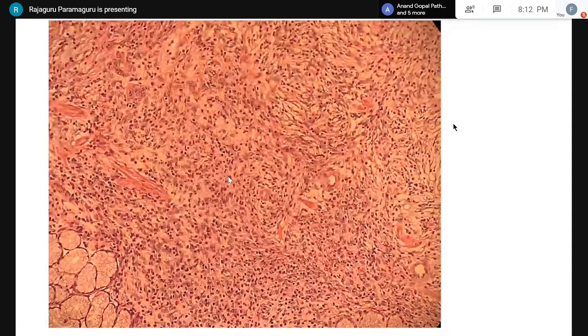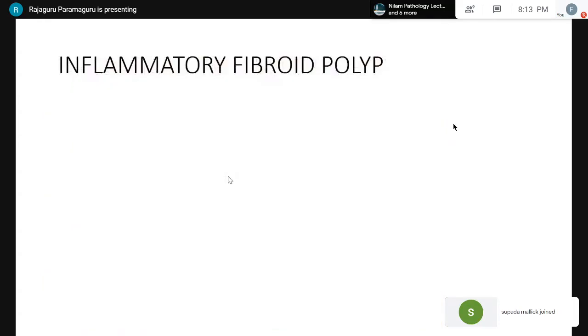Not yet. Not yet? Okay. Shall I move on? Yeah, please move on. Yeah. Okay. So this is a case of inflammatory fibroid polyp.